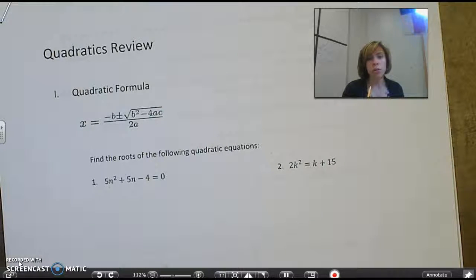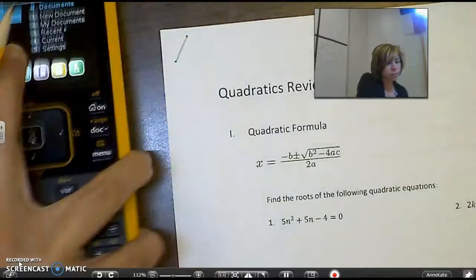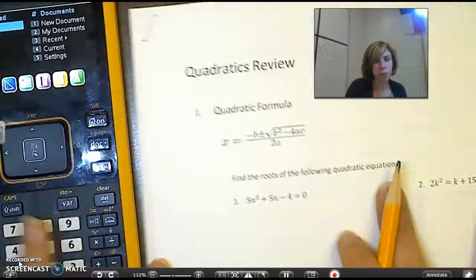So I'm going to go over just like one problem with each topic, just to kind of refresh your memory on it before you take a test on this or go to the EOC. Hopefully this will help you review. Okay, so I'm going to start with quadratic formula.